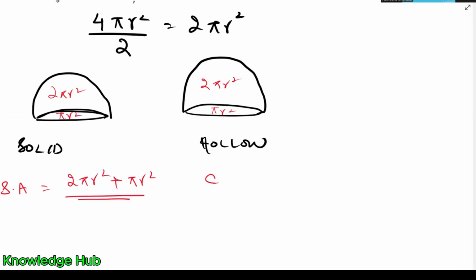And for this hollow hemisphere, we're not going to take this pi r square. It is only 2 pi r square, as it is a hollow hemisphere. It would be only 2 pi r square, right?